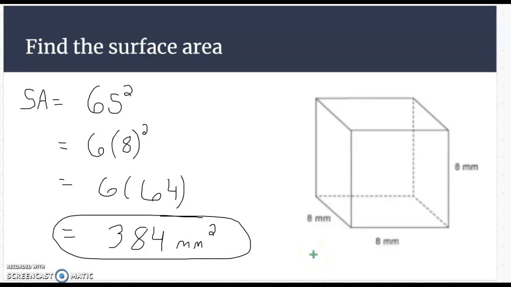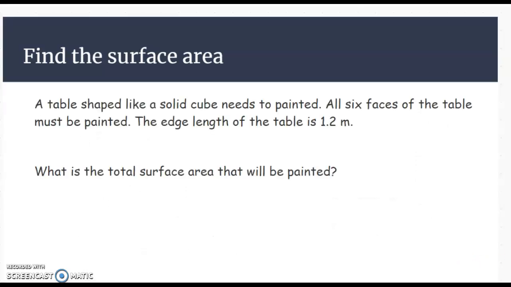Notice this isn't a volume. It's not millimeters cubed. That would be volume, but we're doing the surface area. Let's look at another one here. It says a table shaped like a solid cube needs to be painted. All 6 faces of the table must be painted. The edge length of the table is 1.2 meters. What's the total surface area that will be painted?